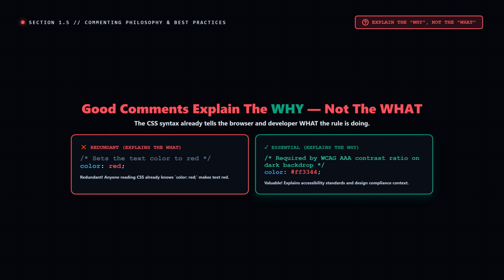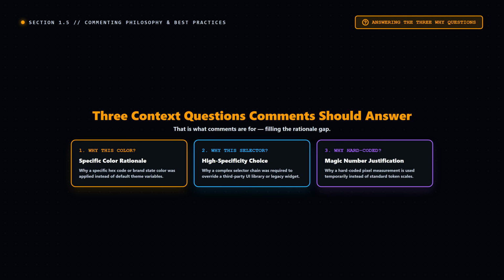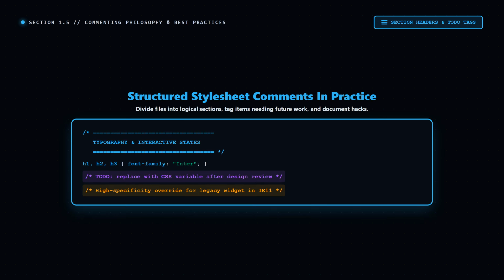Good comments explain the why, not the what. The CSS itself already tells you the what. color: red is self-explanatory. But why is it red? Why did the developer use a very specific selector? Why is this value hard-coded instead of using a custom property? That's what comments are for.